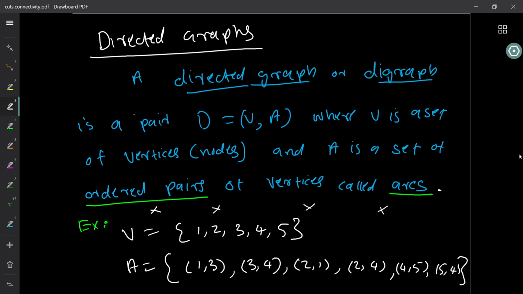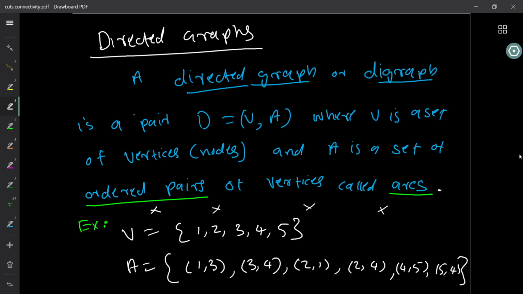Now some examples. You start with the set {1, 2, 3, 4, 5} as the vertex set, and then you define the arc set to be the pairs that we want to include, like (1,3), (3,4), (2,1), (2,4), (4,5), and (5,4). So these are the arcs. You will see that (4,5) and (5,4) both can appear in some cases, but in some cases it may not be there. For example, (2,4) is there, but (4,2) is not.